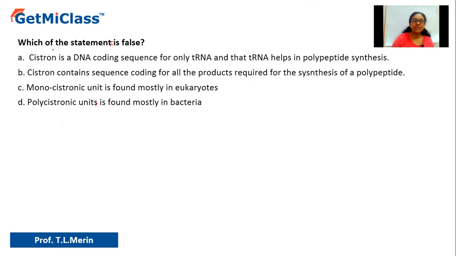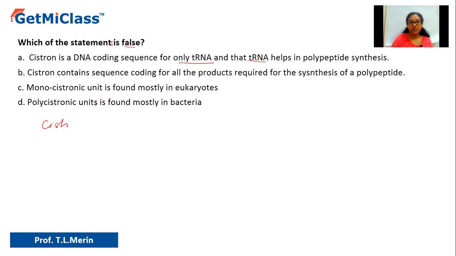Now let us understand the question. It says which of the statements is false. Option A says cistron is a DNA coding sequence for only tRNA. Is it so? No. Cistron does not have the sequence only for tRNA, and so it is incorrect. The rest of the statement says that tRNA helps in polypeptide synthesis. That is absolutely right, because tRNA carries different amino acids, and they have the respective anticodons as well, which will help in further synthesis of the polypeptide chain. But saying that cistron is the DNA coding sequence for only tRNA, that is incorrect.